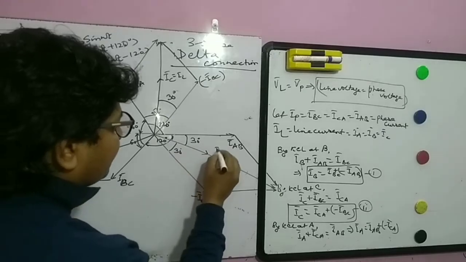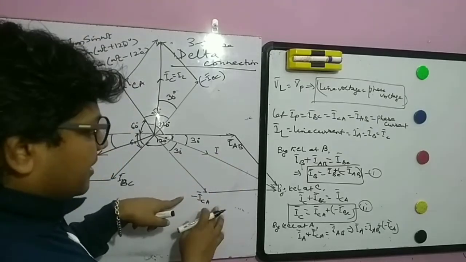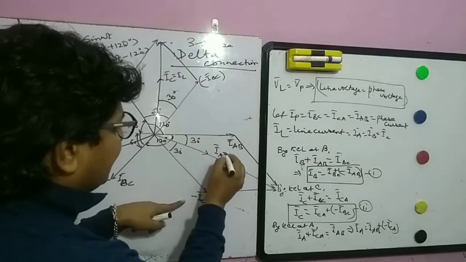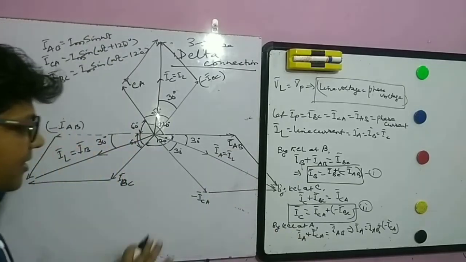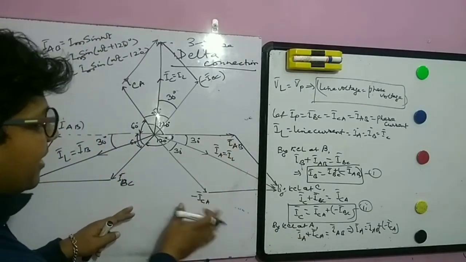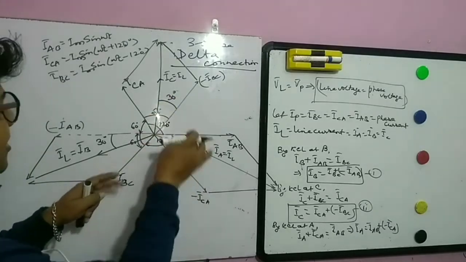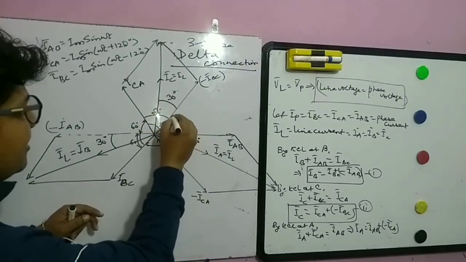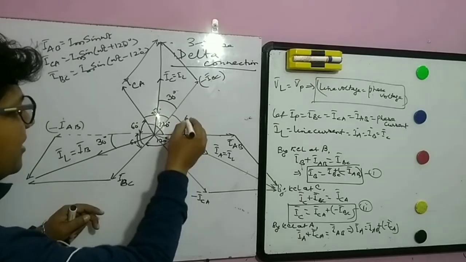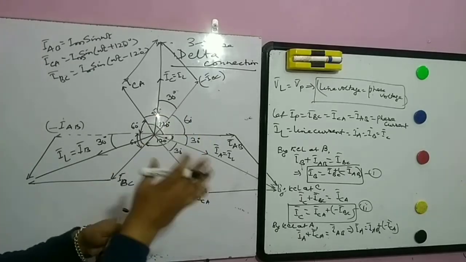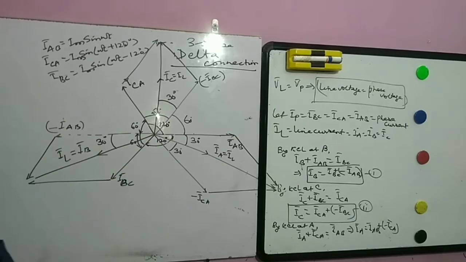So IA is equal to IL. IA is the phasor sum of IAB and minus of ICA. So we can measure here this angle. This is 90 degree. This is 90 degree. So what we are getting here, 90 degree, 90 degree and plus 30 degree, so 120 degree. So this is your three phase.